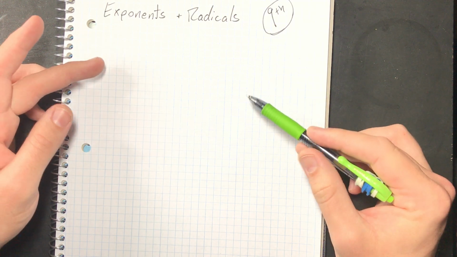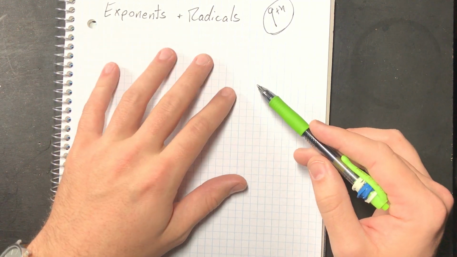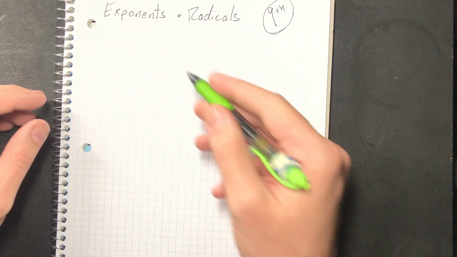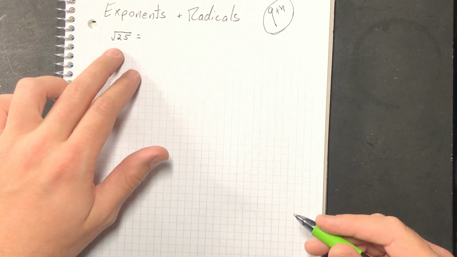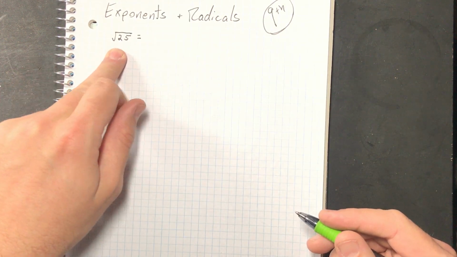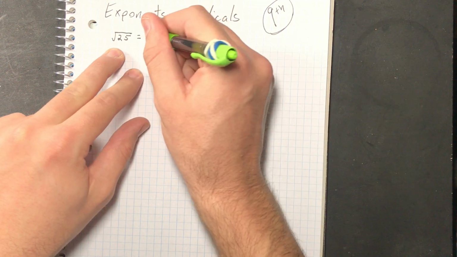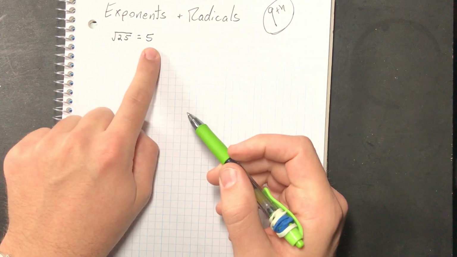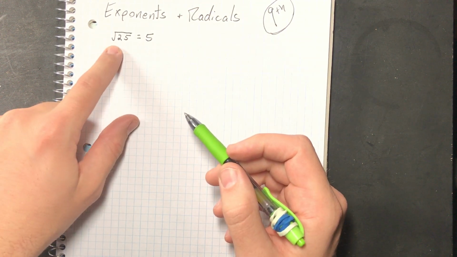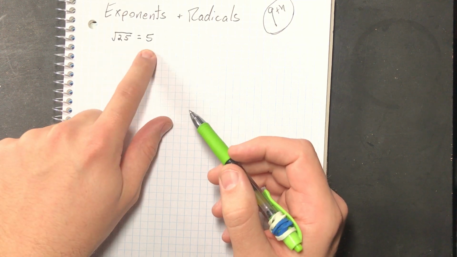So we're going to be talking about exponent rules and radical rules that you'll need to know for the 9th grade exam. Something like this, the way that you would say this is the square root of 25. And the square root of 25 is 5. 5 times 5 equals 25, therefore the square root of 25 will be 5.